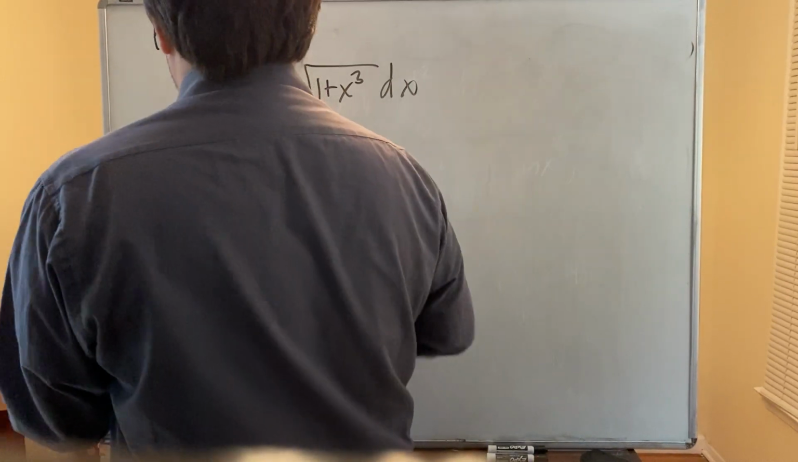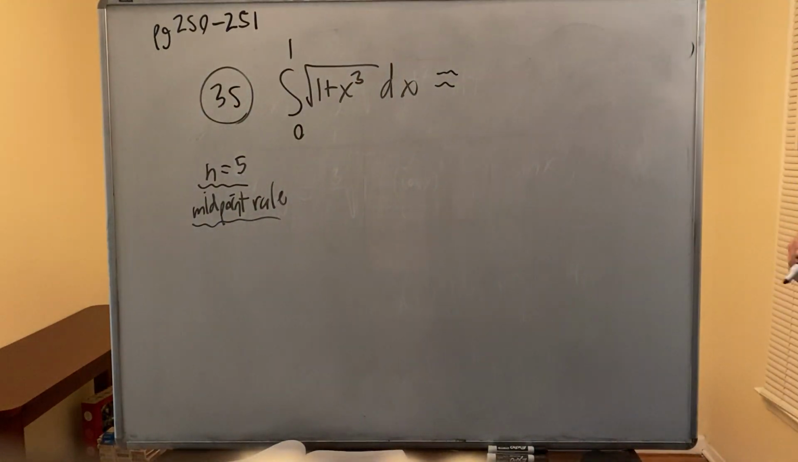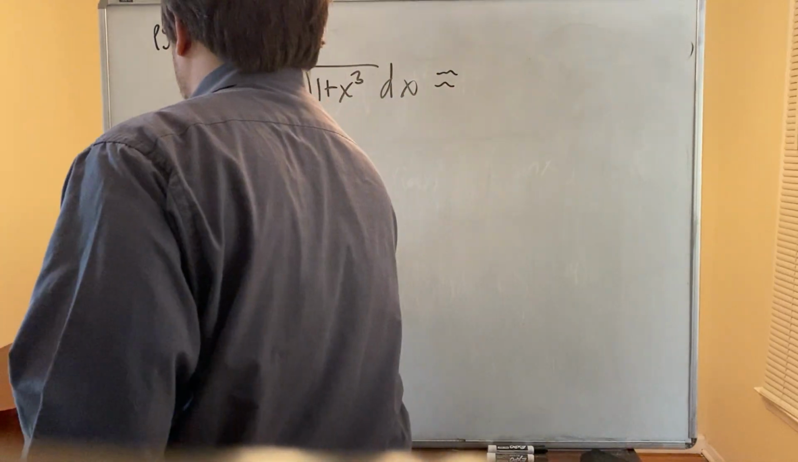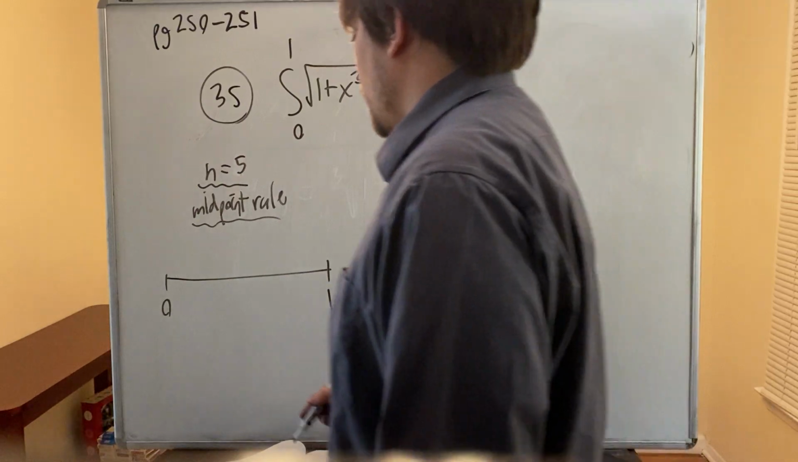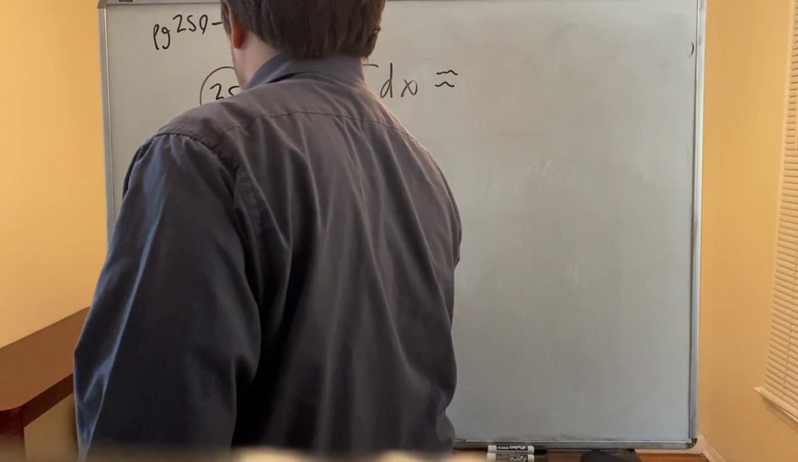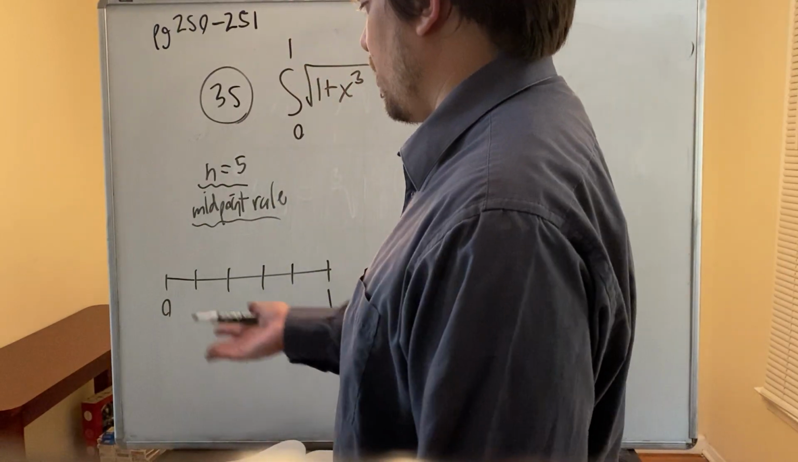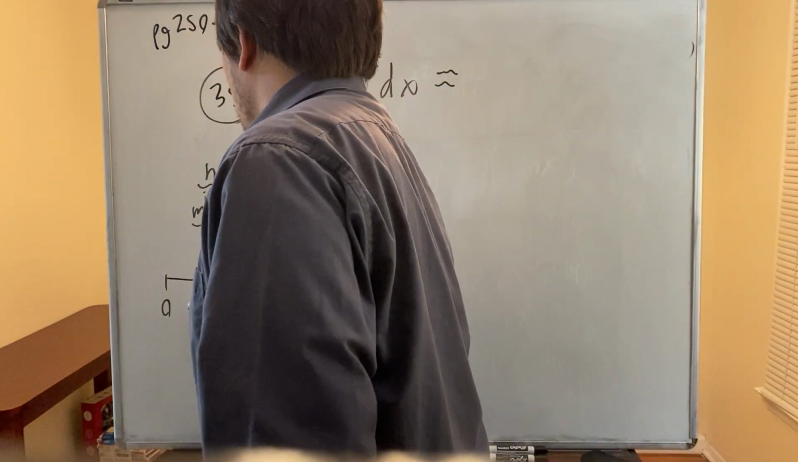Okay, and we're going to use the midpoint rule to approximate. So we're going to find an approximation for that definite integral. Well, n equals 5. So here's the interval from 0 to 1. We're going to separate it into 5 subintervals: 1, 2, 3, 4, 5. And so if it's length 1, and you're separating into 5 equal subintervals, each one is length 1/5, or 0.2.